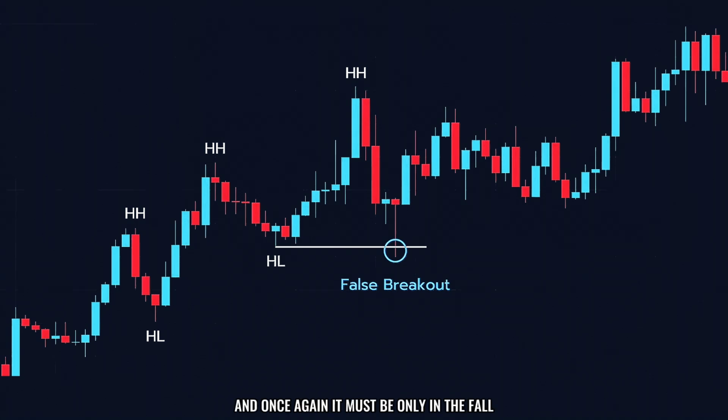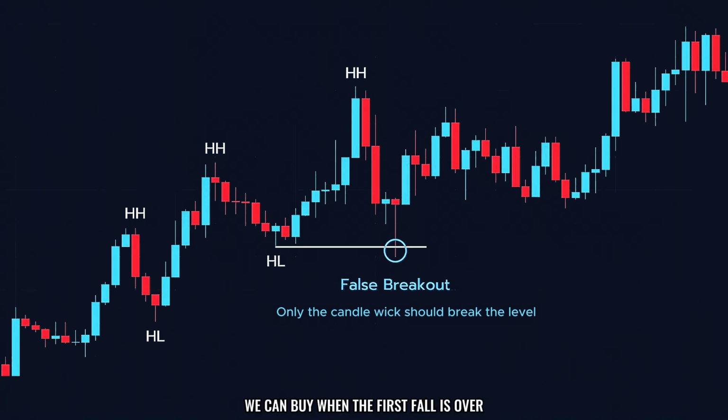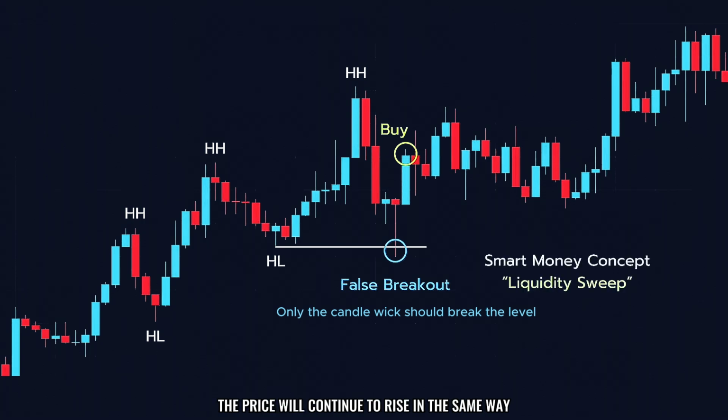And once again, it must be only in the fall that there is a false breakout. Once we know that the price has gone up, we can buy when the first fall is over after the false breakout. This kind of trade is called the liquidity sweep. When liquidity or stop loss has been swept away, the price will continue to rise in the same way.